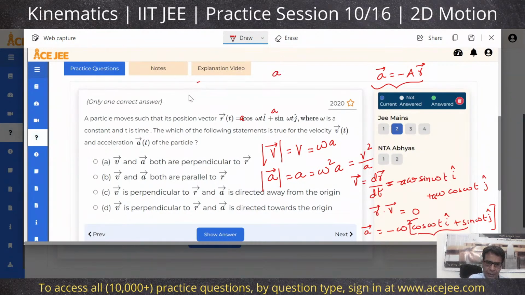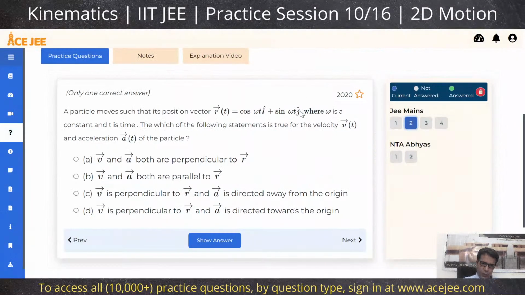Acceleration, when a particle is moving along a circle, it has a centripetal acceleration, that is acceleration pointed towards the center, and its magnitude is v square by r. We will talk about this in quite a bit of detail in one of the upcoming question types, where I'll show you both algebraically as well as graphically why that is true. But a equals v square by r will become part of our DNA over a period of time, at least for 11th and 12th. Okay, moving on.